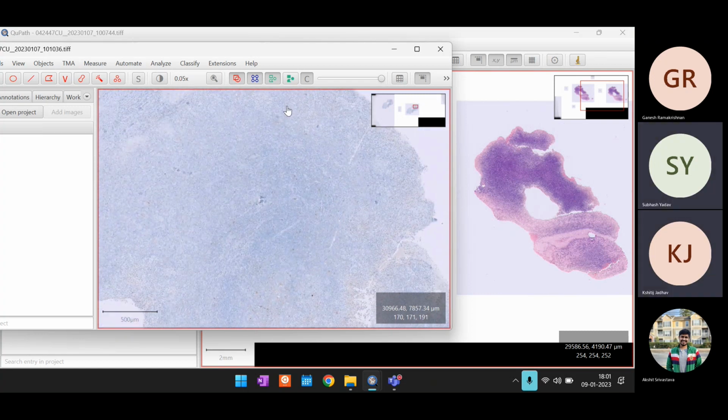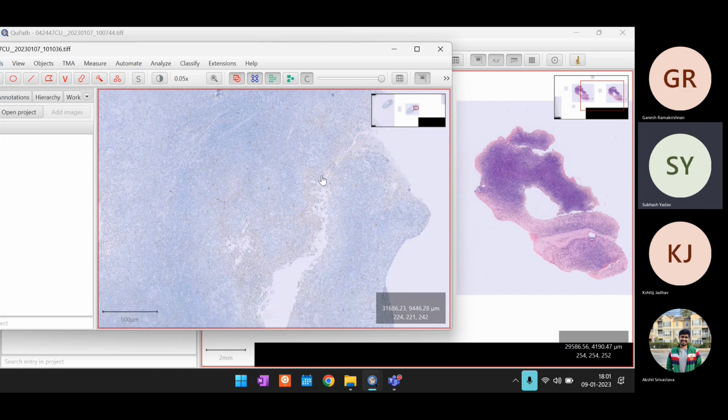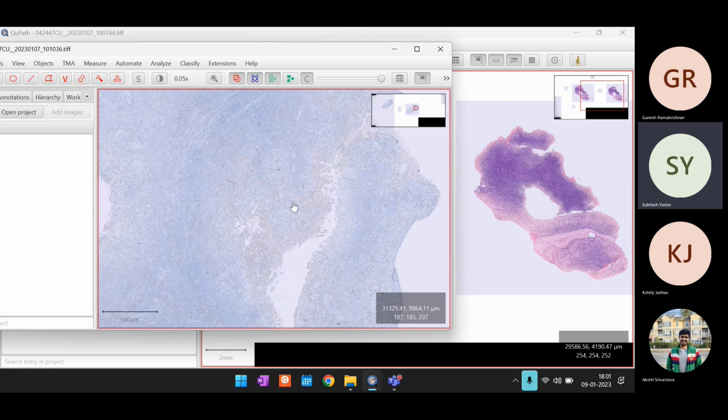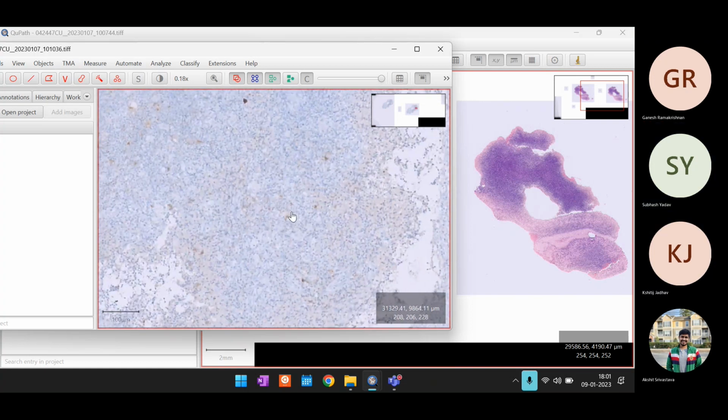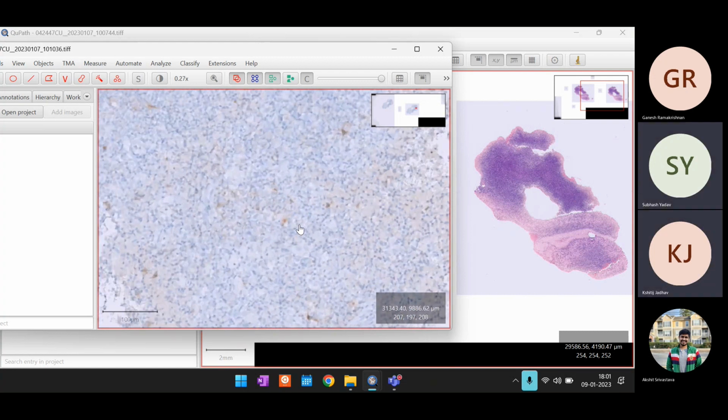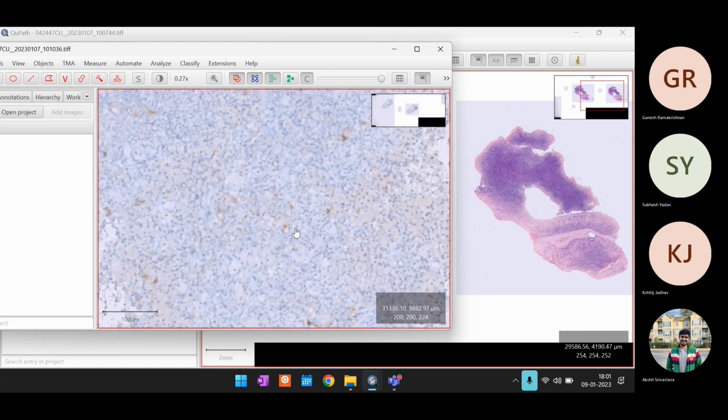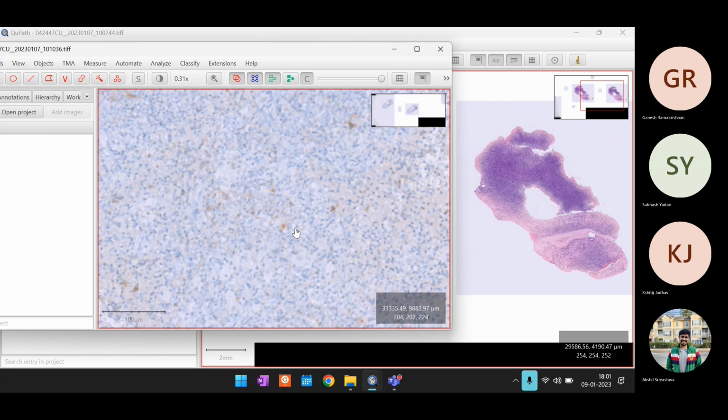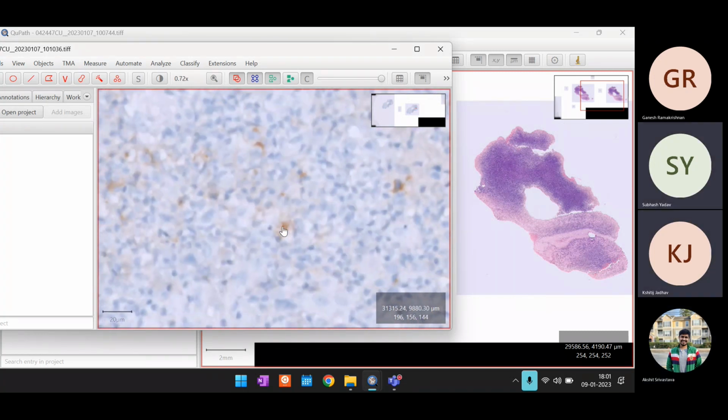You have something at 5 o'clock. Come down here, 5-6 o'clock. See, there is. Zoom in there, a bit more. I think these are all Reed-Sternberg cells. Yes, correct. And see up also, if you go a little up, move your cursor up.